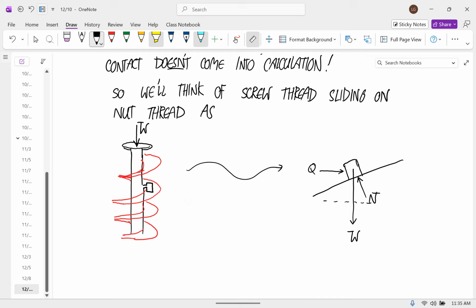A normal force, and depending on the direction of Q, you'll always have the friction force going in the opposite direction along the incline of what that force is applying. So this direction depends on the direction of the slide.